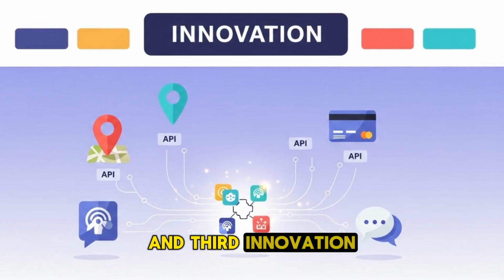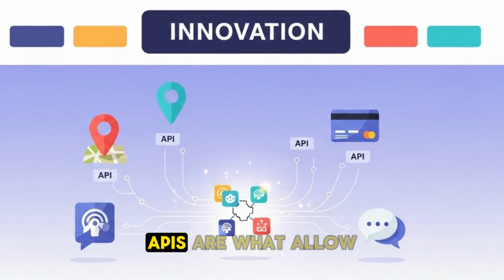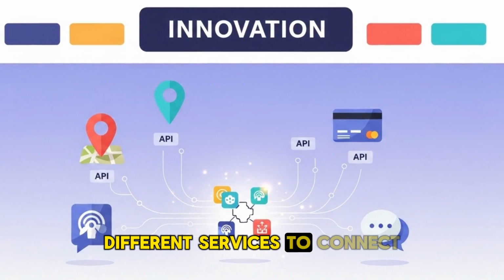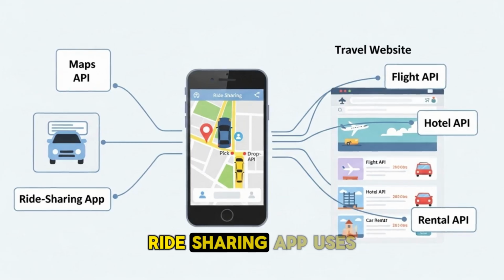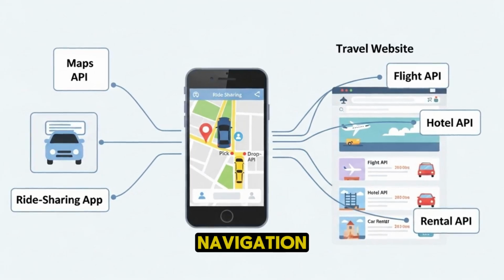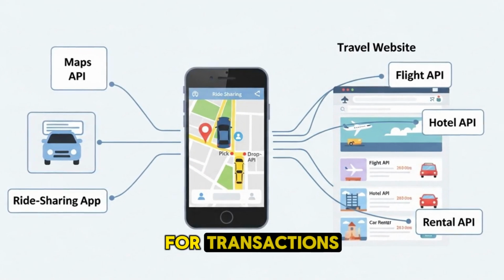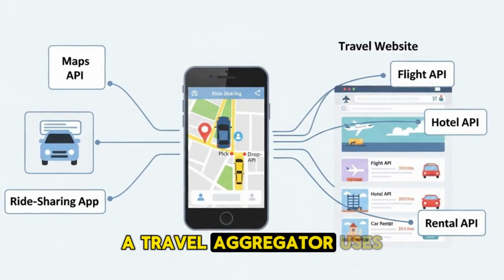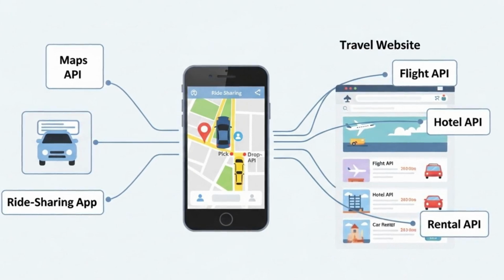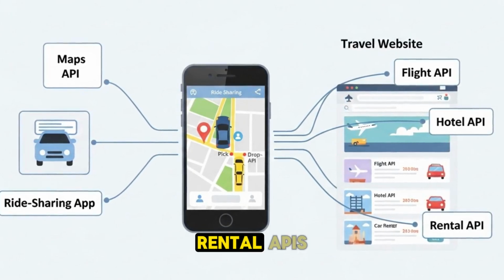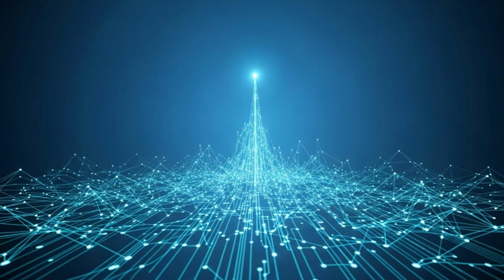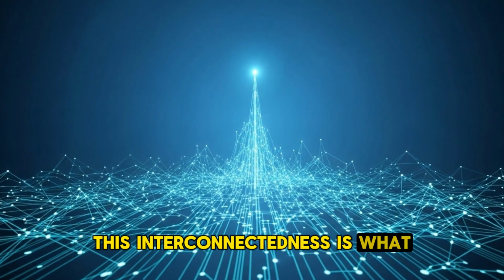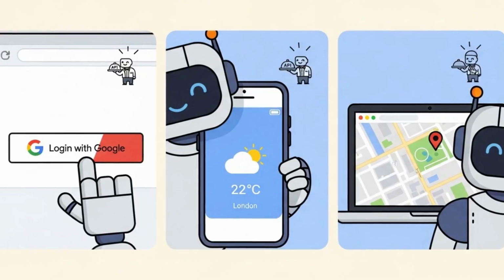And third, innovation. APIs are what allow different services to connect and create entirely new products. A ride-sharing app uses a map API for navigation and a payment API for transactions. A travel aggregator uses flight APIs, hotel APIs, and car rental APIs to create a one-stop shop for your vacation planning. This interconnectedness is what powers the modern web.